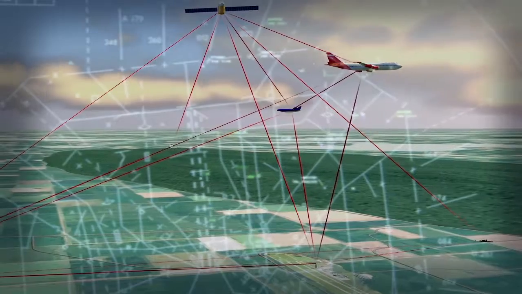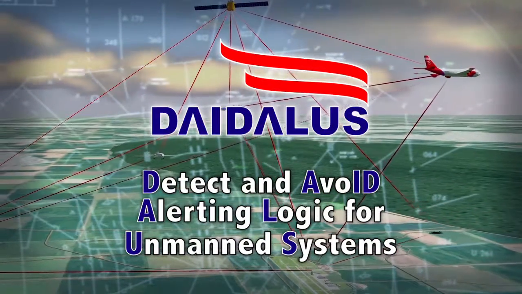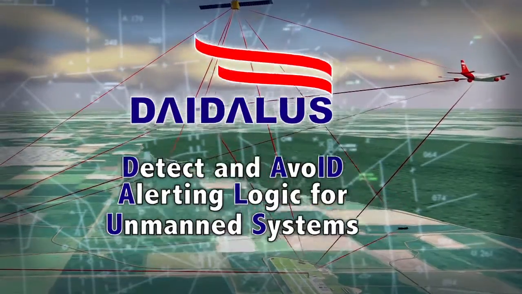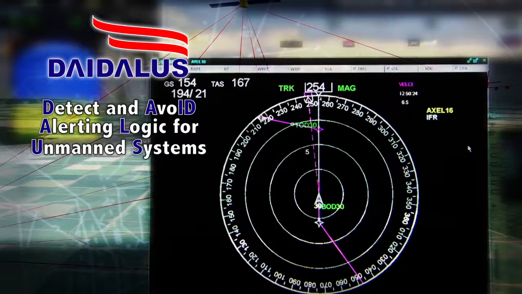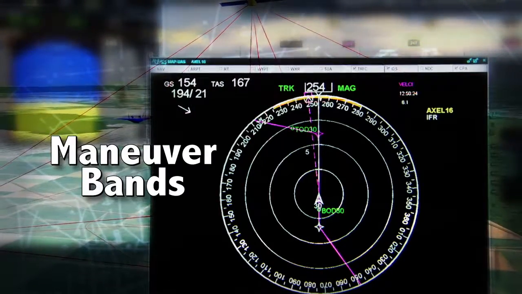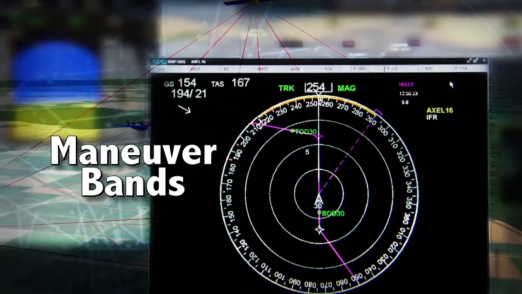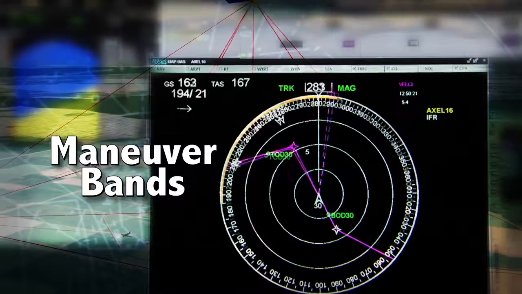At the heart of DAA is an algorithm known as Daedalus, for Detect and Avoid Alerting Logic for Unmanned Systems. Daedalus can identify situations where proximate aircraft have become threats and provide suggested guidance in the form of maneuver bands to assist the UAS pilot in remaining well clear of the aircraft.